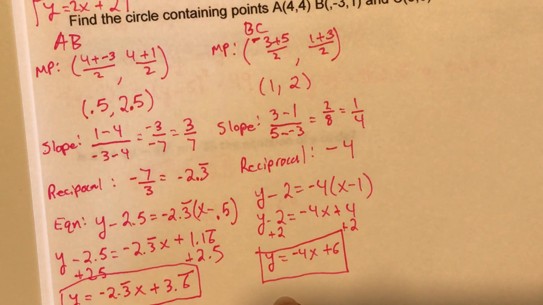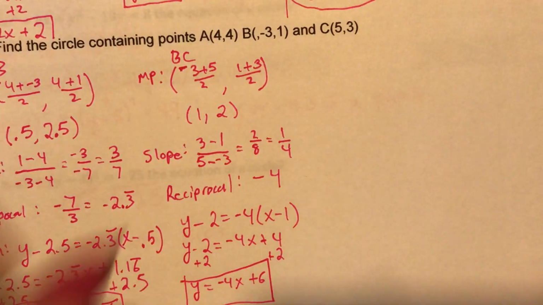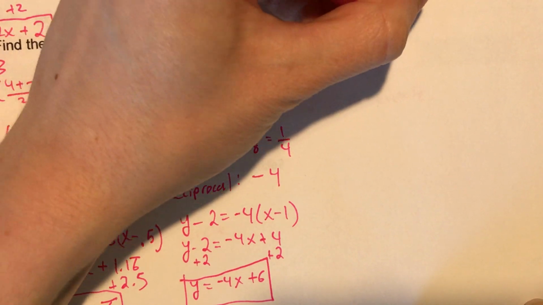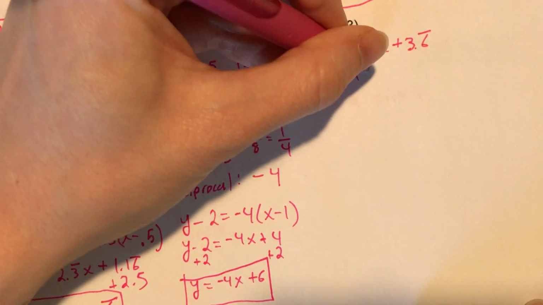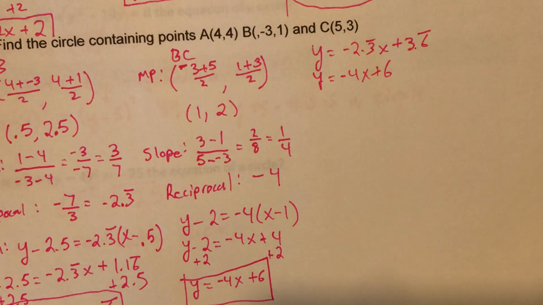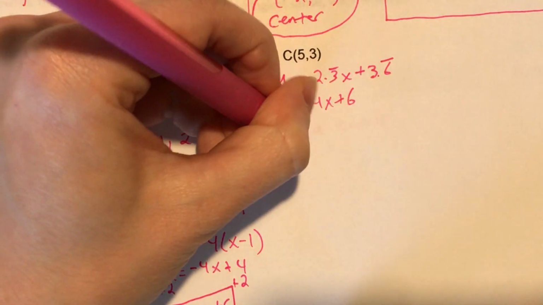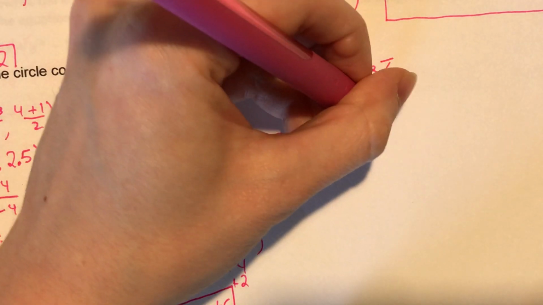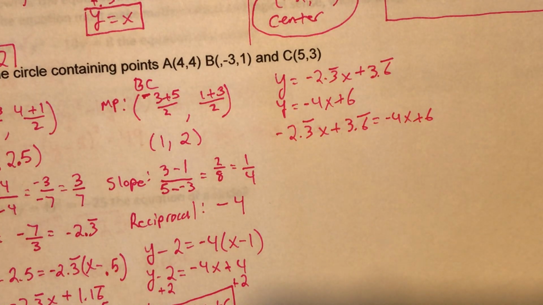We're going to take those two equations and we want to see where they intersect, because where they intersect is the center of the circle we're looking for. So we're going to take y equals -2.3 repeating x plus 3.6 repeating, and y equals -4x plus 6, and we're using those as our system. Since they're both equal to y, we set them equal to each other. So -2.3 repeating x plus 3.6 repeating equals -4x plus 6. And then we just solve this equation.